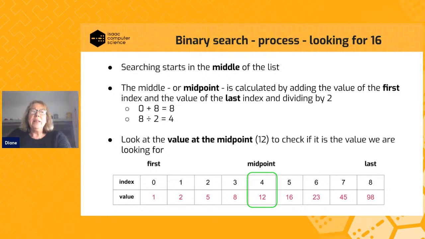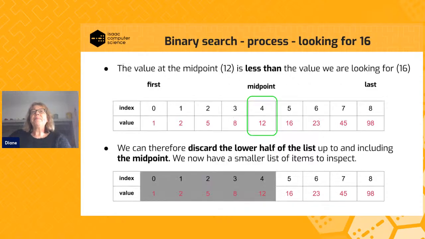We're going to calculate the midpoint by adding together first and last. 0 plus 8 is 8. We divide it by 2 to get the midpoint, which is 4. Then we look at the value at the midpoint, which is 12. You can see that's highlighted with the green rounded square. We're going to compare that to the value that we're looking for, which is 16.